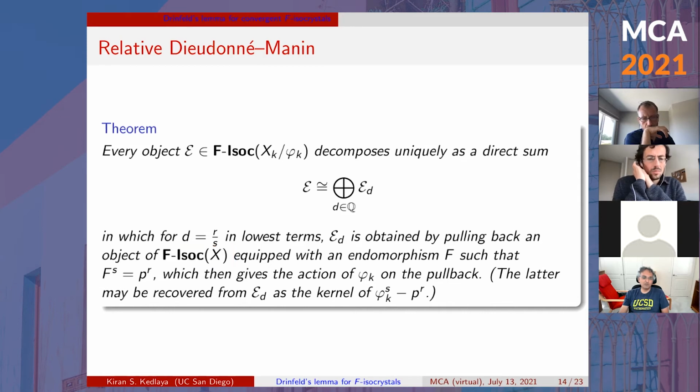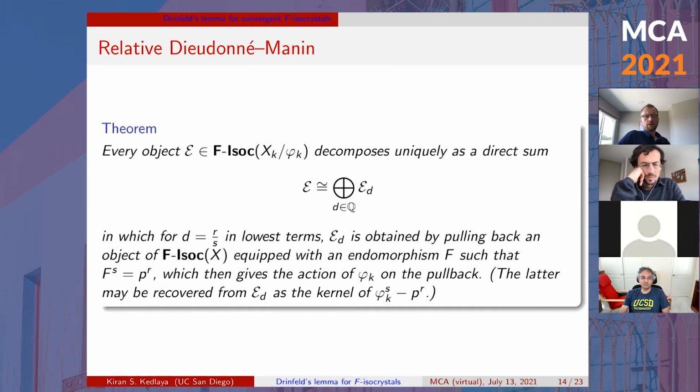It carries an endomorphism such that F to the S is P to the R, and then you define, you take this object on X, and you define an object on XK by pulling back, and then you give it a twisted action of phi k using this F. And so the point is that you should have taken all those additional pullback functors as well as the standard one, which corresponds to d equals 0, and that accounts for everything.